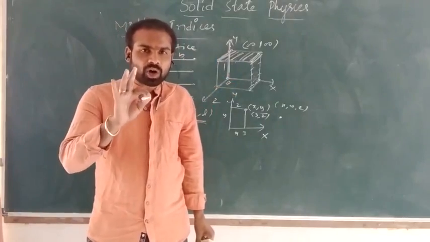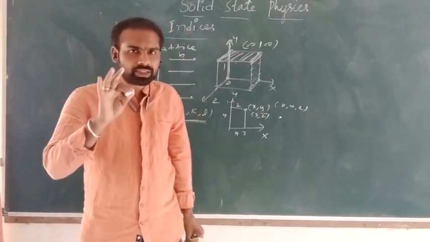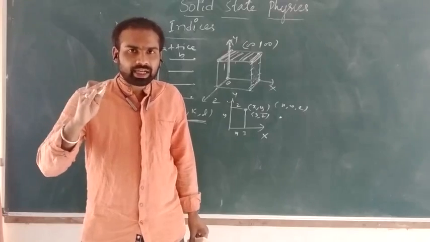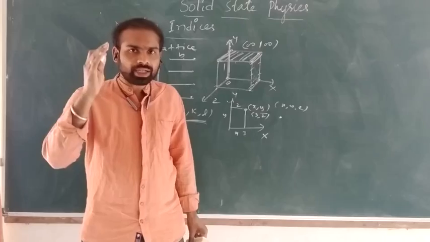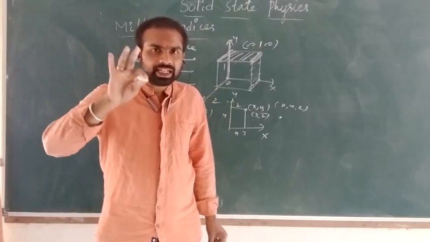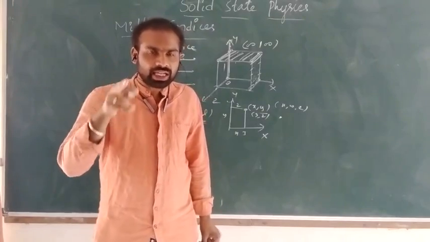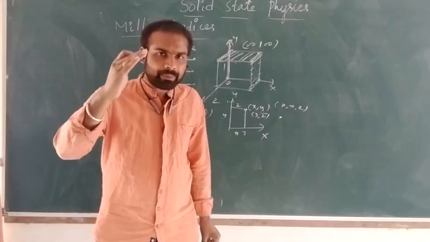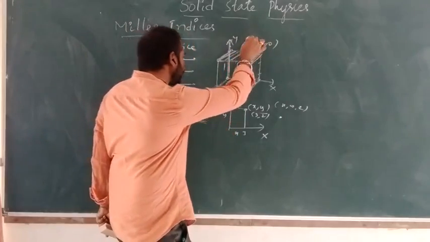Simply, they are three smallest possible integers. Miller indices are three smallest possible integers whose ratios are similar to that of the reciprocals of the intercepts made by the plane in the coordinate system. First of all, intercepts, nothing but what here?